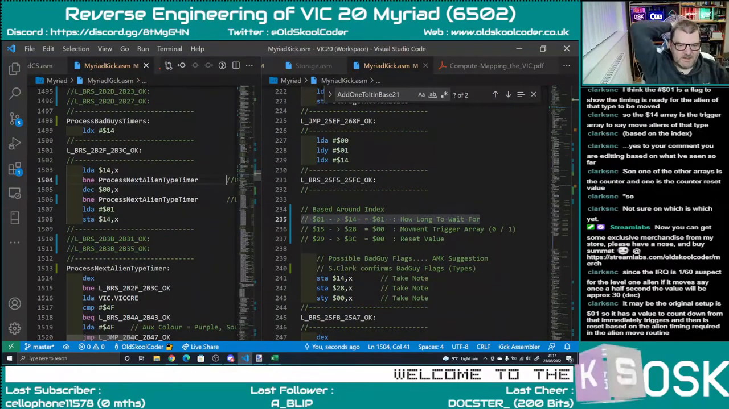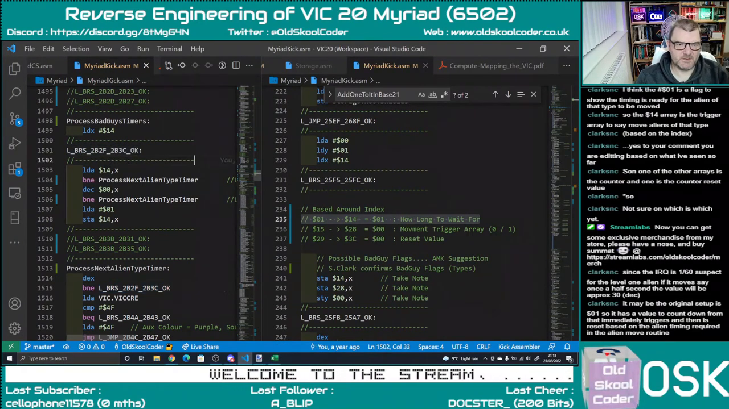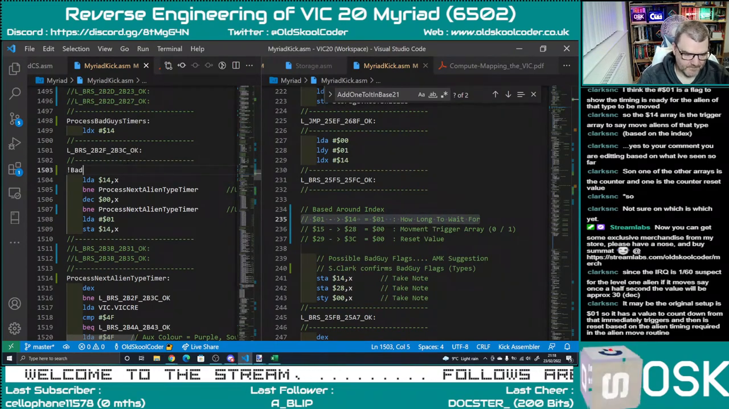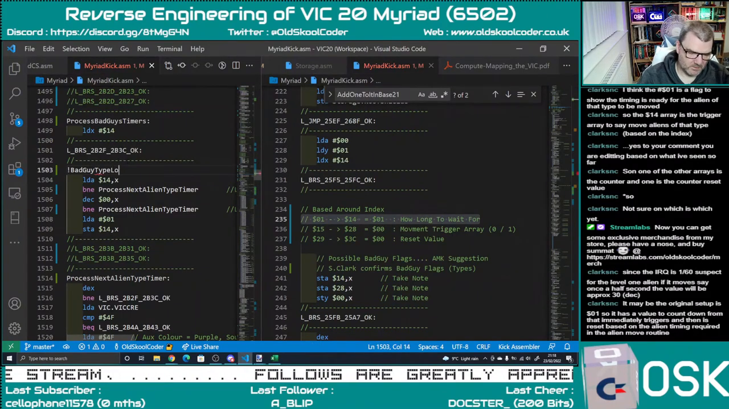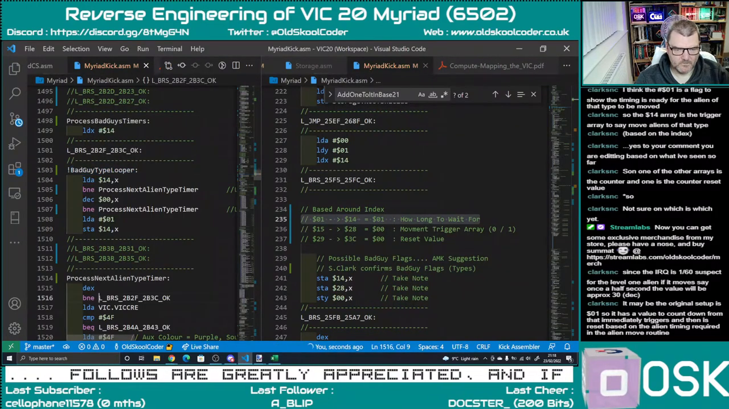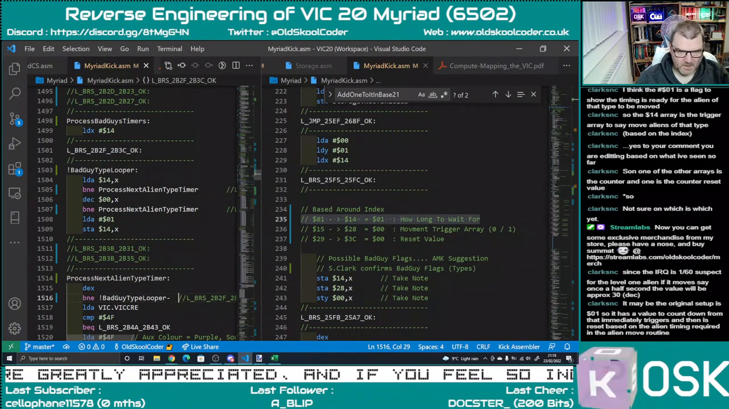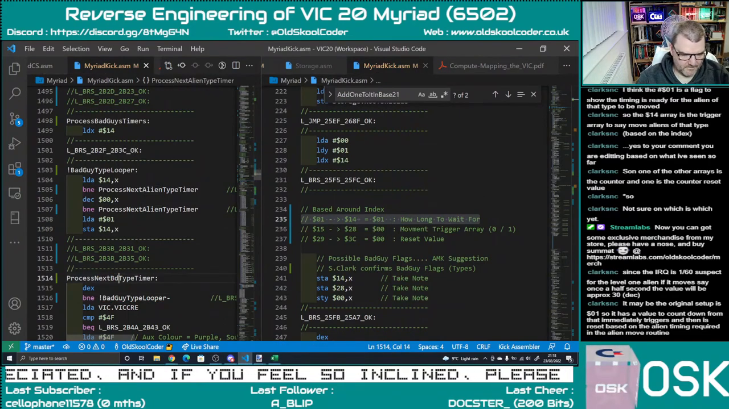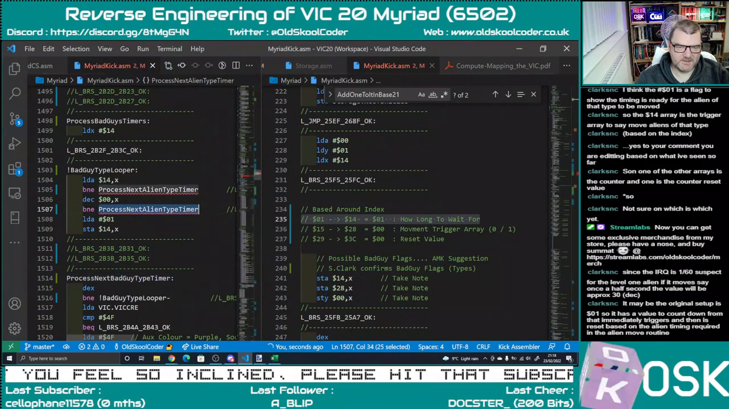So that's then we DEX and we loop back round. So we'll call this bad guy type looper. And my OCD was kicking in. I'm calling them bad guys and then I'm calling them aliens.